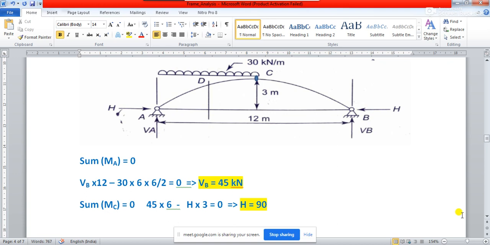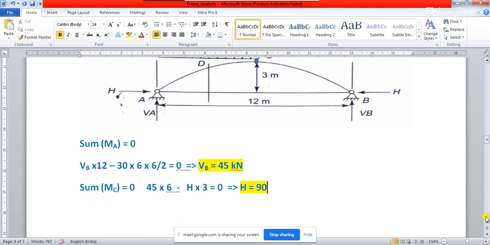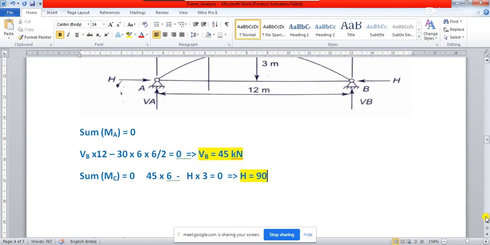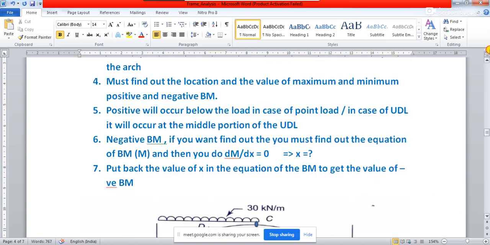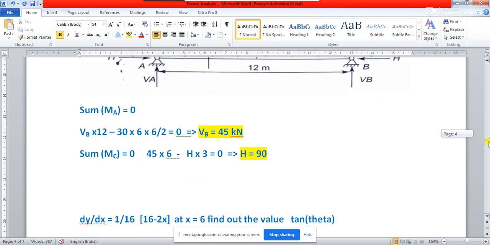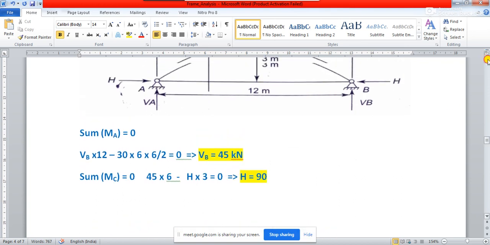Okay. Next what you have to do? So what is the question? Question says you find out all the reaction components. See, whether it says you find out all the reaction components or not, you'll have to first find out all the reaction components, right? So we have found out VB, as well as we have found out H. Now what will be the value of VA?